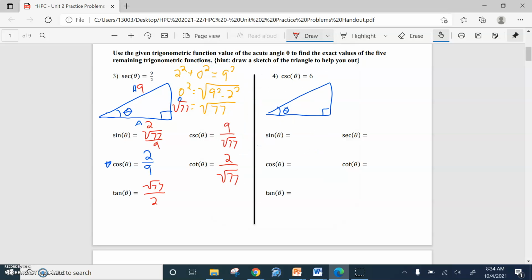So working forward on that, what do we know? We know cosecant is 6. Again, cosecant is the inverse of sine. Well, but it's a whole number. We can look at any whole number as a fraction where the whole number is just over 1. So now we have a ratio. Cosecant is 6 over 1, which means that sine, the inverse of that, is 1 over 6. Sine is opposite over hypotenuse, so that's 1 over the hypotenuse 6.